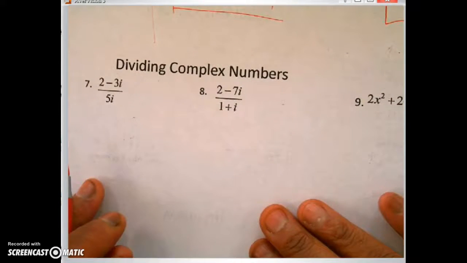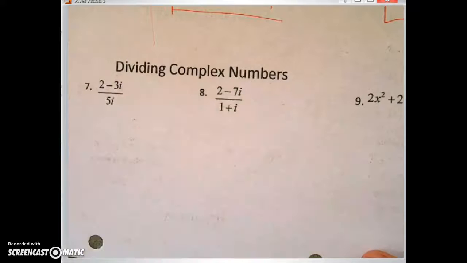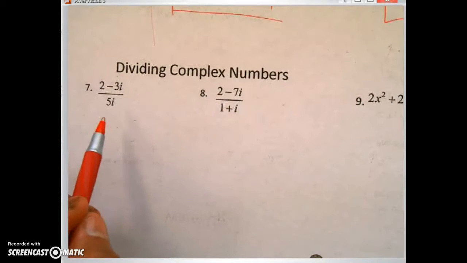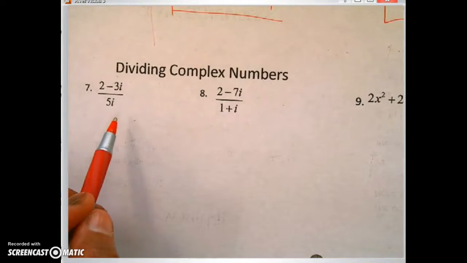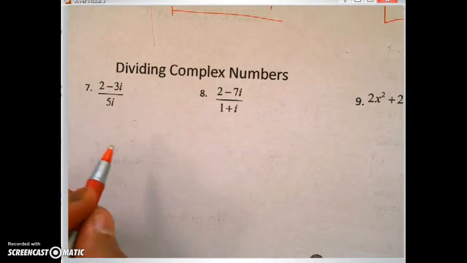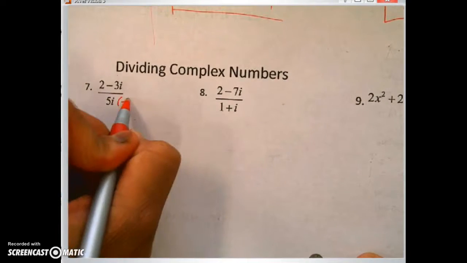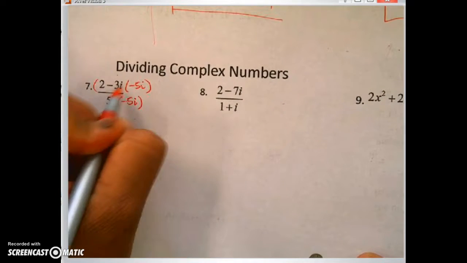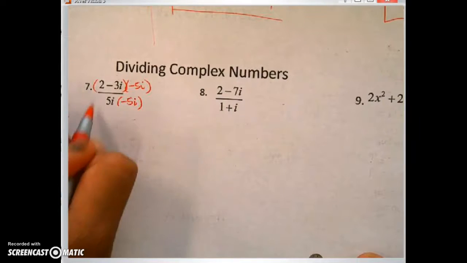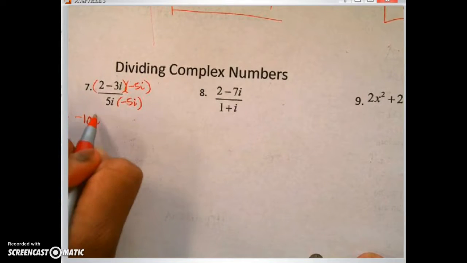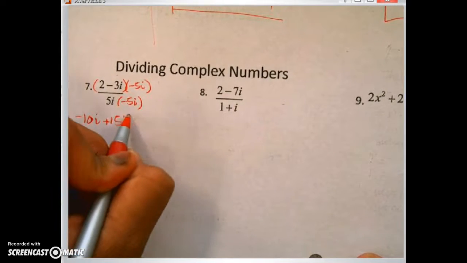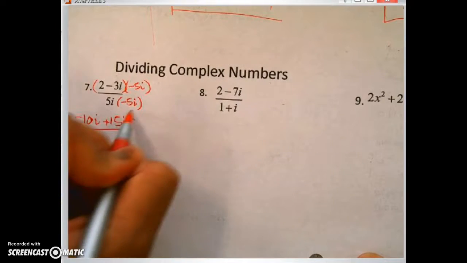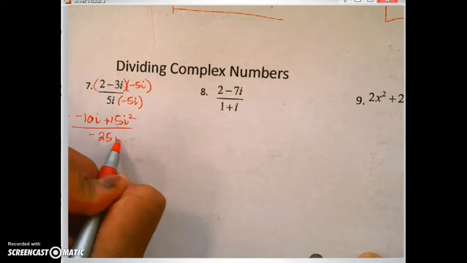Okay, last one for you. Dividing complex numbers. So the same way that we cannot have a radical in the denominator, we can't have an i in the denominator. Because remember, i is basically the square root of negative 1. So I'm going to multiply by its conjugate, which is negative 5i, and then distribute. So up top, I have negative 10i plus 15i squared. In the denominator, I have negative 25i squared.